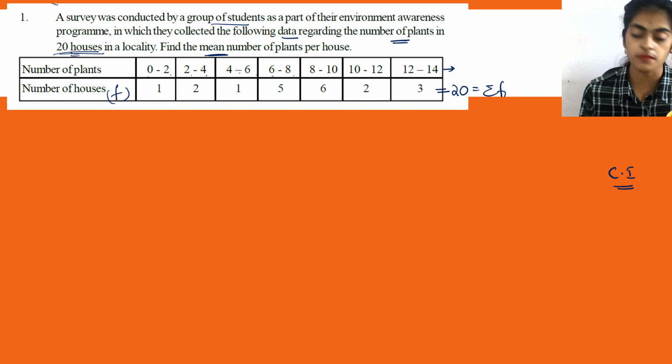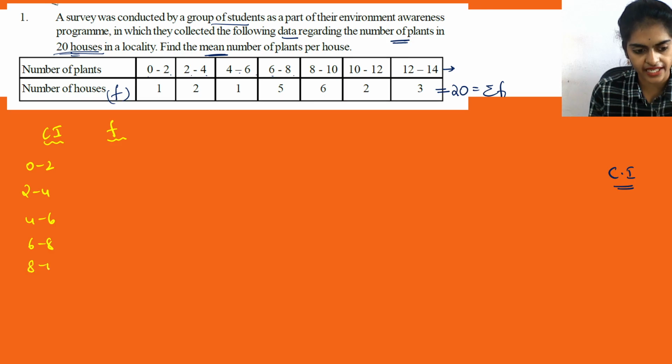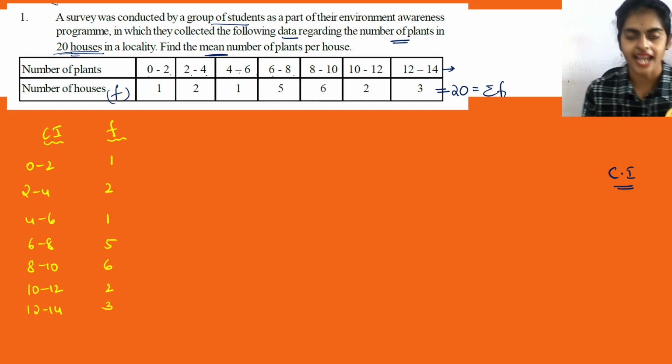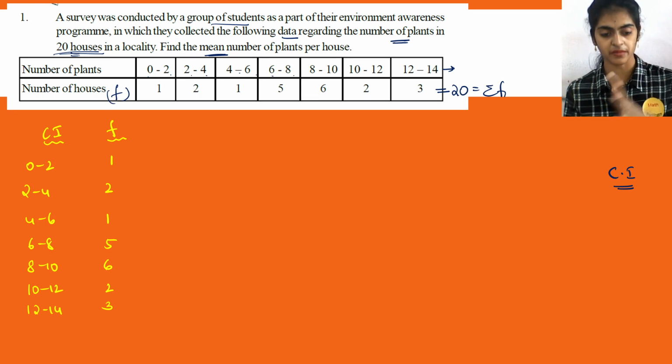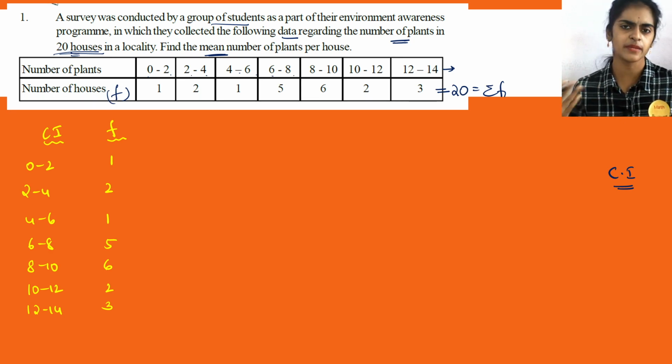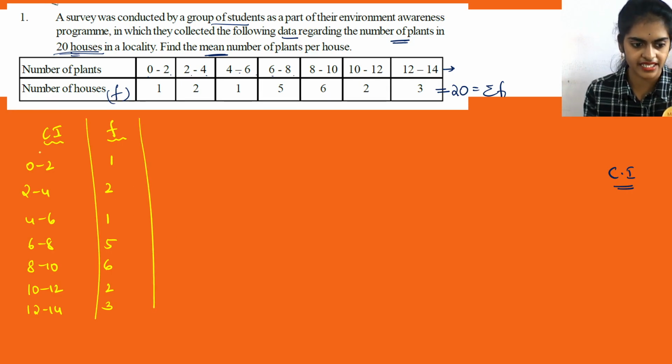As I told you, how many columns will you draw? Firstly, I am going to take class interval, and I am going to take frequency. Class intervals are 0 to 2, 2 to 4, 4 to 6, 6 to 8, 8 to 10, 10 to 12, and 12 to 14. Frequency is 1, 2, 1, 5, 6, 2, 3. And when are we going to use step deviation, the deviation method, or the direct method? All these I will explain as I teach you the problems, so don't worry. This is class interval, this is frequency. Now what is the next step I told you? You will find the class mark.